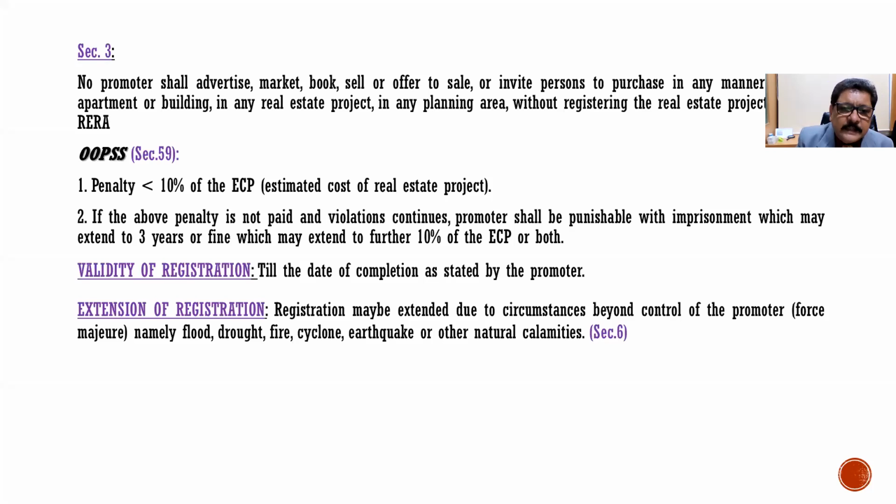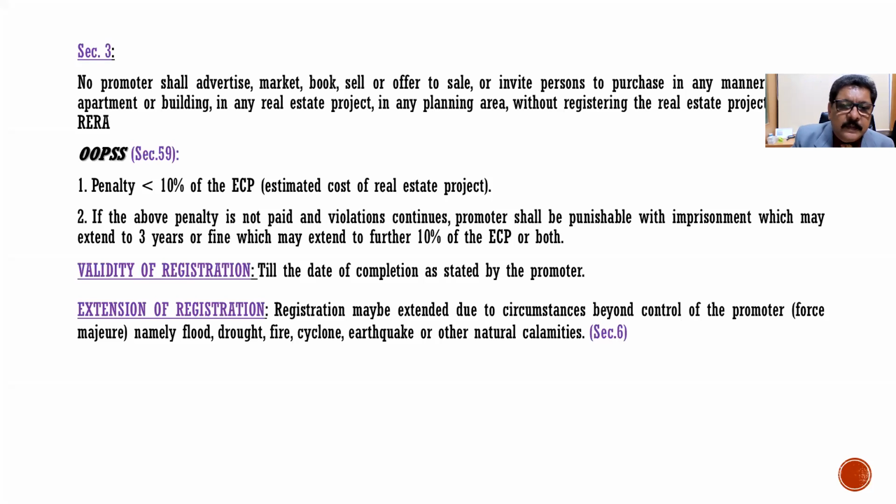If the above penalty is not paid and the violation continues, the promoter shall be punished with a jail term extending to 3 years, or a fine which may extend to a further 10% of the estimated cost of the project, or both. If there are penalties of 10% two times, the whole profit of the builder will go in paying the penalty. So now the builder will be very careful. They will deliver what they promise.